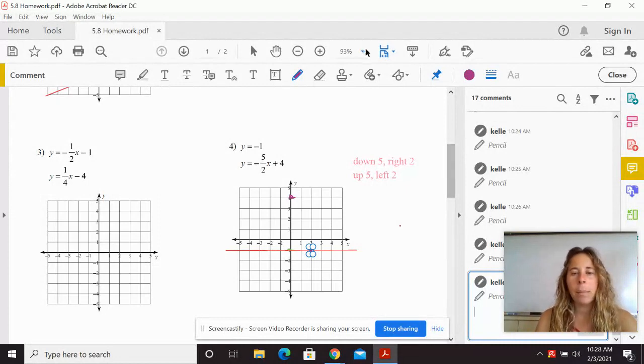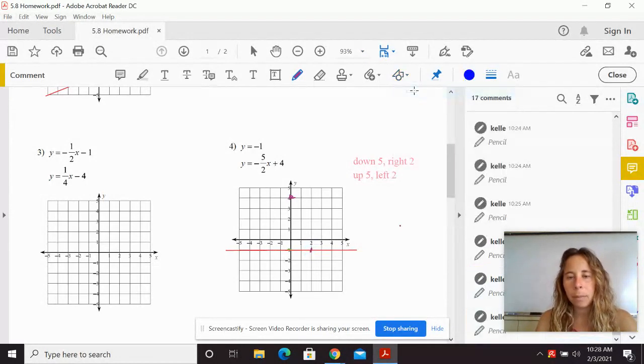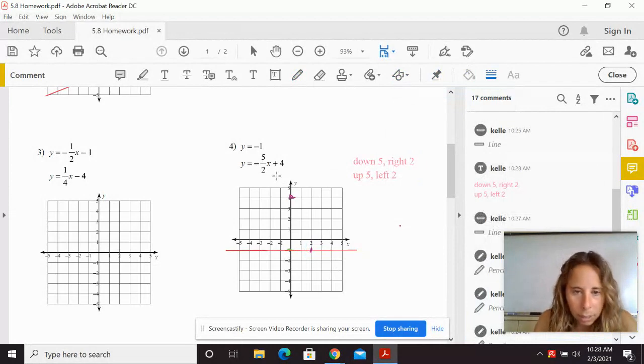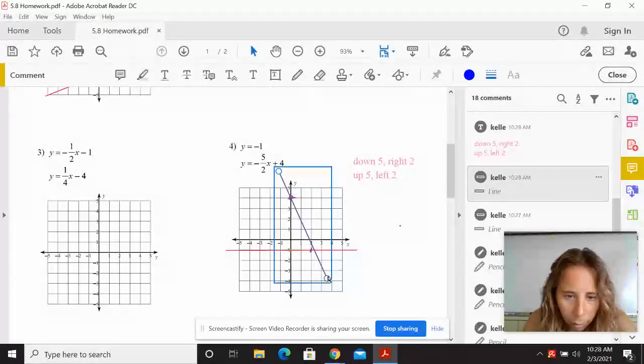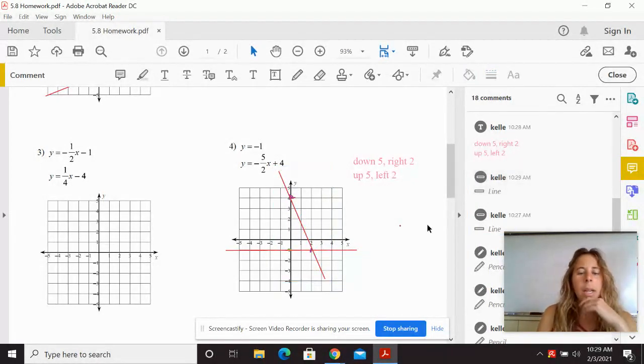All right, let me draw my line. See if I can draw it straight through these points. Somewhat. Let me move it. There we go. Okay, with arrows on the end. So that would be your second line.